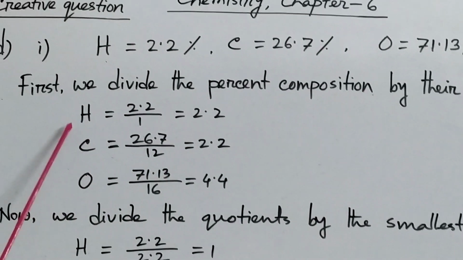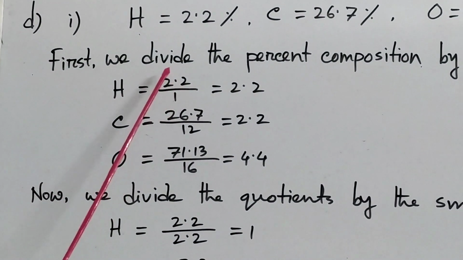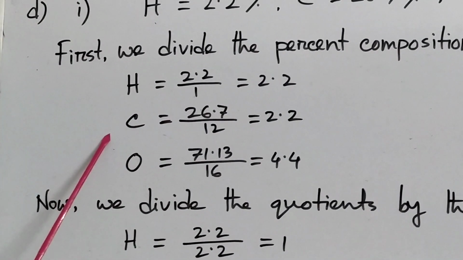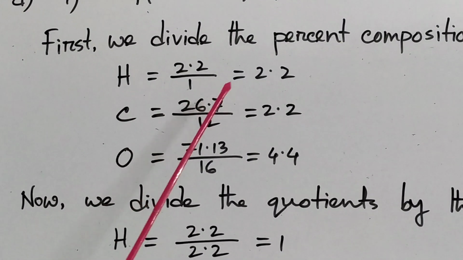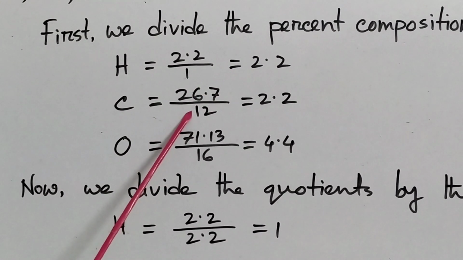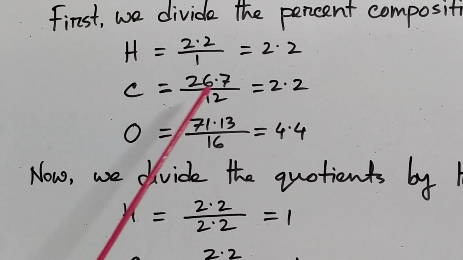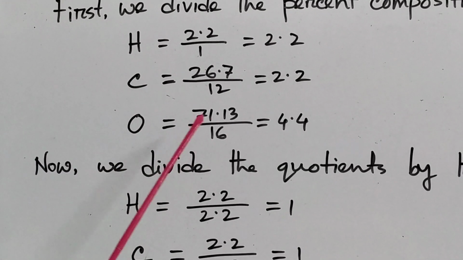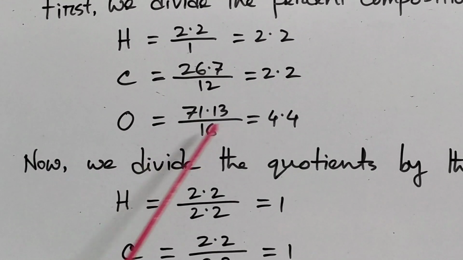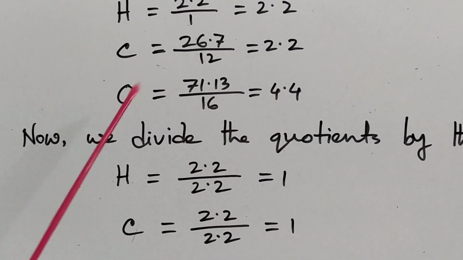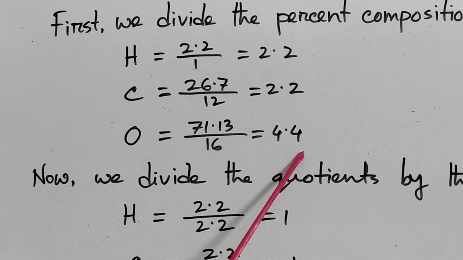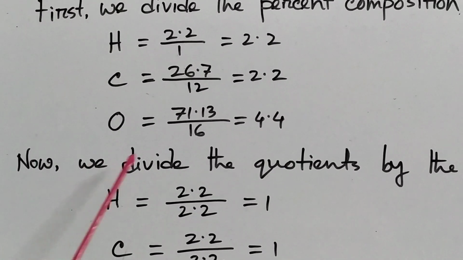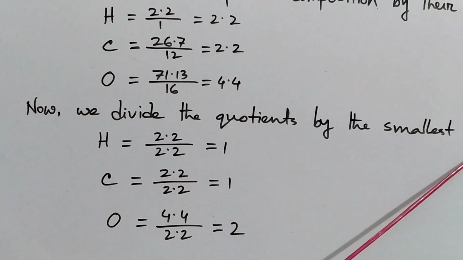First of all, hydrogen: 2.2 divided by 1, it is 2.2. Again carbon: 26.7 divided by 12, because the atomic mass of carbon is 12. So the answer is 2.2. Oxygen: the atomic mass of oxygen is 16, so it is divided by 16, and the answer is 4.4. Now among these three answers, which one is the smallest? 2.2. Now we divide each quotient by the smallest quotient.